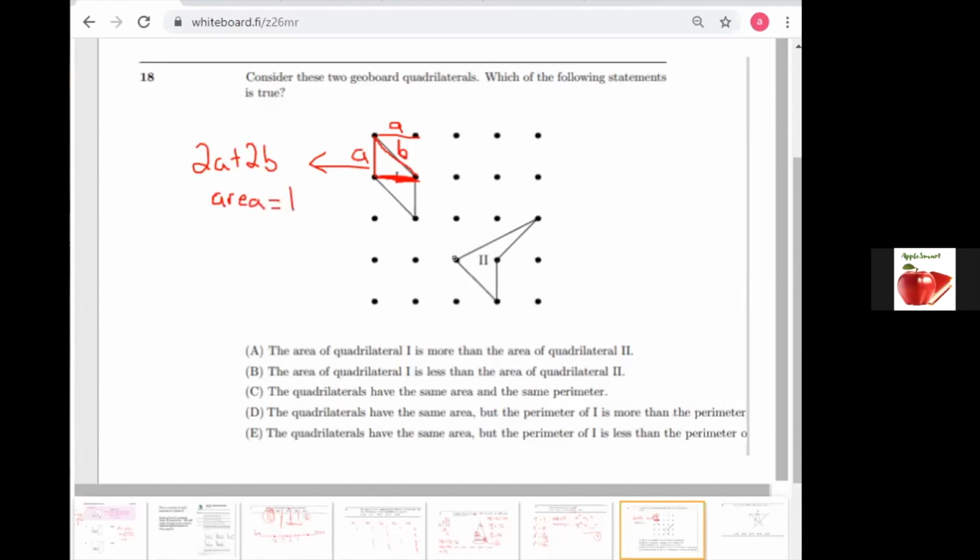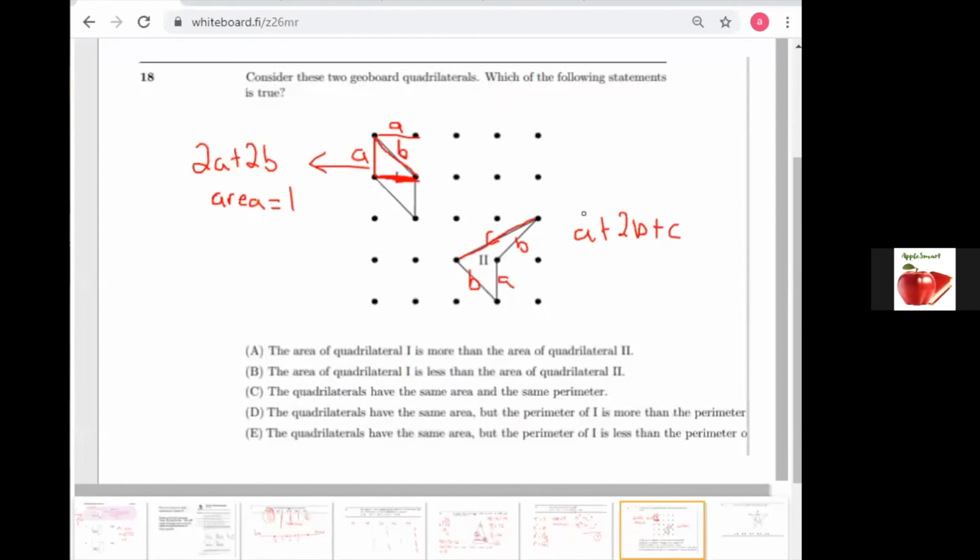Now we look at this shape. What do you notice about this? Would you agree that this is a B? This is an A. This is a B. And this is a C. So what do you think? So this is A plus 2B plus C. Now, do you agree that looking at the length of this line, this perimeter is larger?